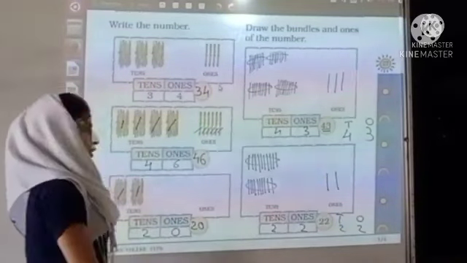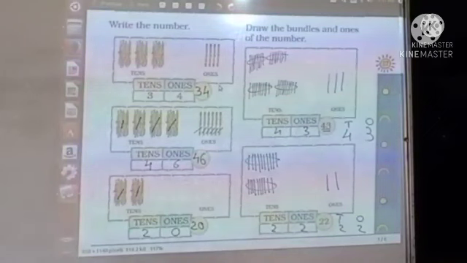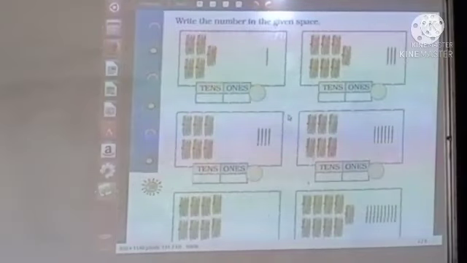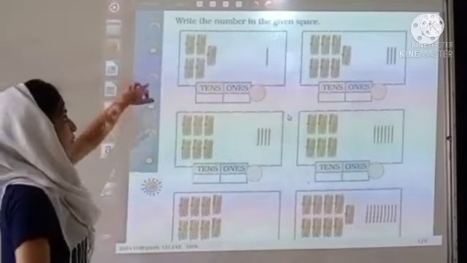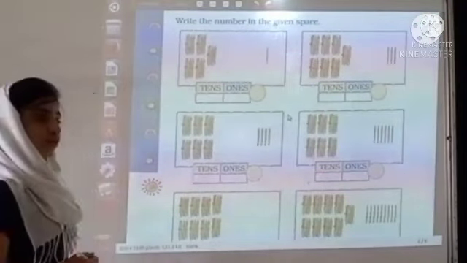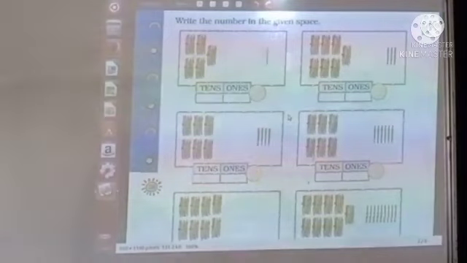So, understood students, I have explained this page to you. Now let's see the next page. Now next page number 118. Here also, same, write the numbers in the given space. So now you only have to write numbers.